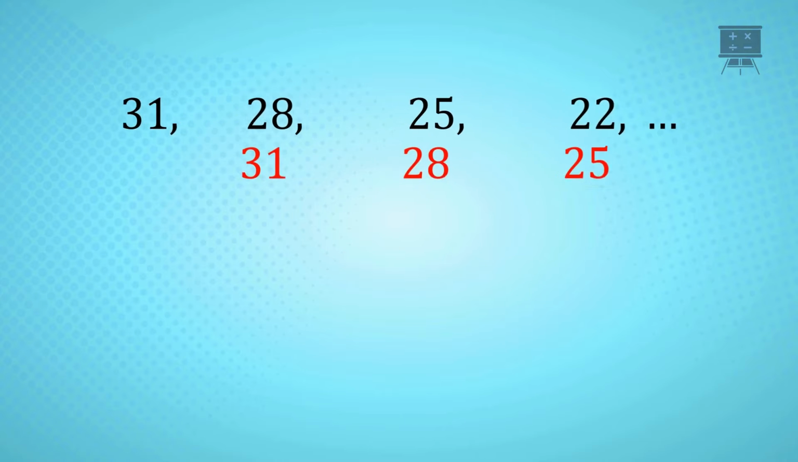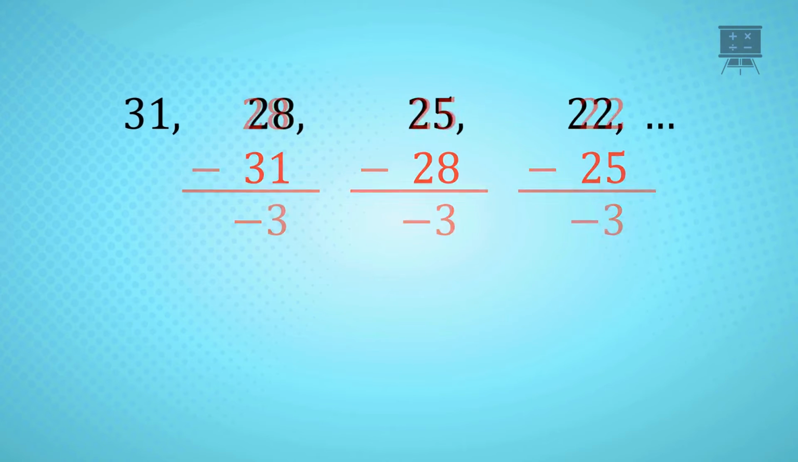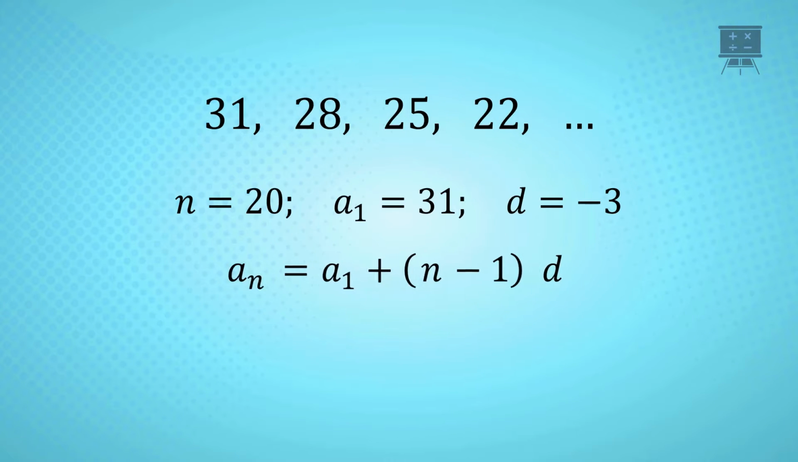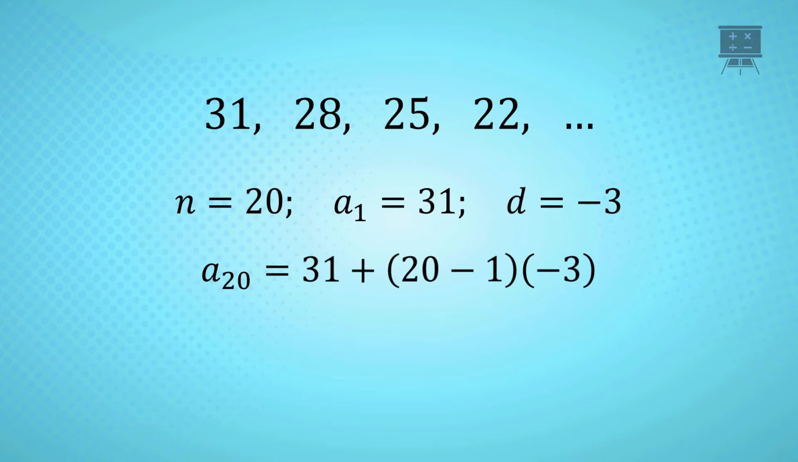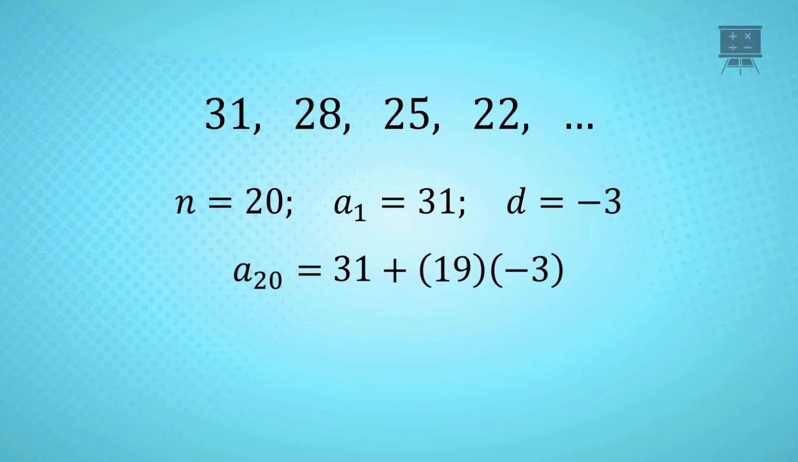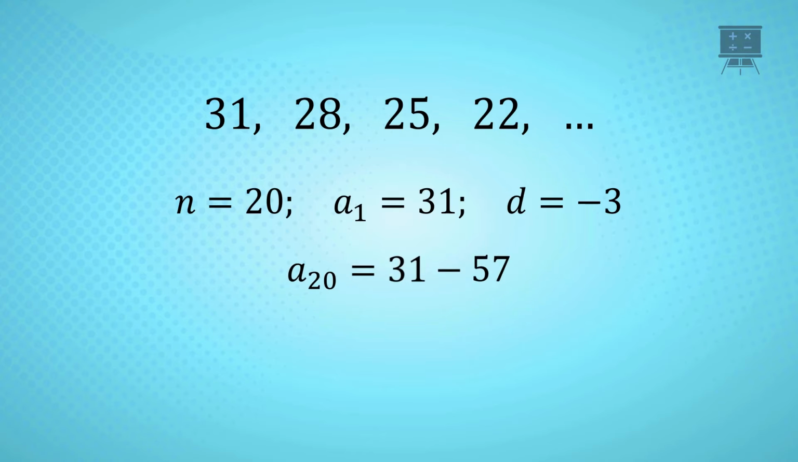The common difference is negative 3, and so the 20th term is 31 plus 20 minus 1 times negative 3 equals 31 plus 19 times negative 3 equals 31 minus 57 equals negative 26.